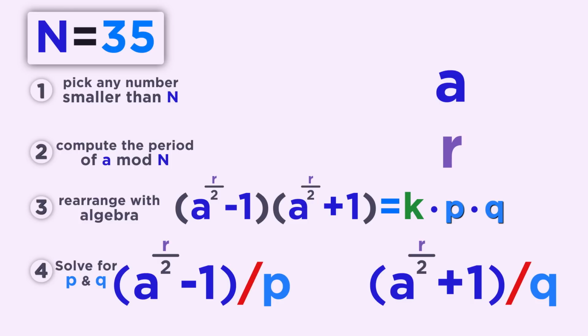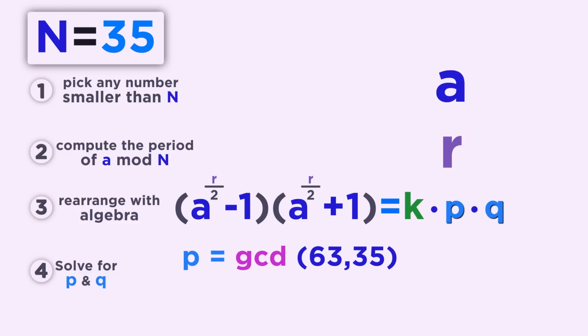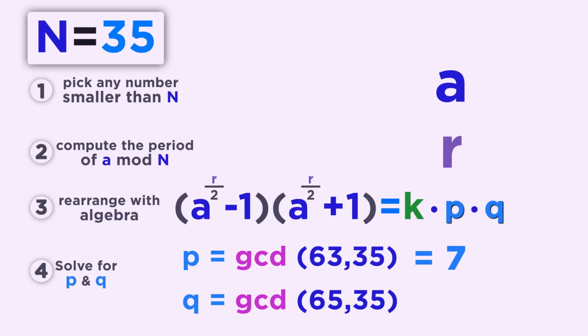Go ahead and pause to think about it, or rewatch it. So, in our example, p is the greatest common divisor of 63 and 35, which is 7, and q is the greatest common divisor of 65 and 35, which is 5, which, fortunately, is correct.